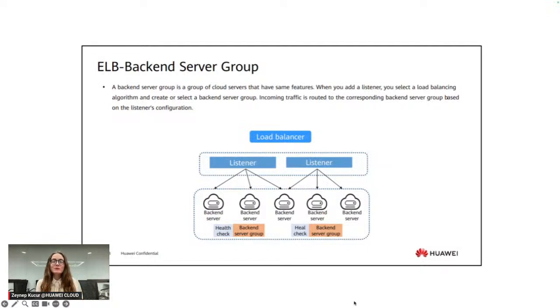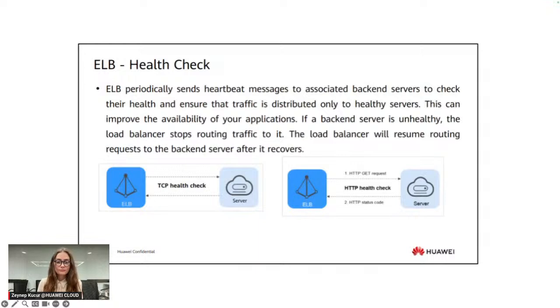So I mentioned the first 2 components of an ELB, which were load balancer and listener. Here's the other component, backend server group. It basically represents a group of cloud servers that have the same features. When you add a listener, you select the load balancing algorithm and you create a backend server group. The incoming traffic is routed to the corresponding backend server group based on the listener's configuration. And we also have ELB health check. It checks the health status of backend servers by sending requests to the associated servers. In this way, it detects when there is an unhealthy server and ensures that traffic is only distributed to the healthy servers. So it does HTTP GET requests and then an HTTP health check. Based on this, you understand whether your servers are healthy or not.